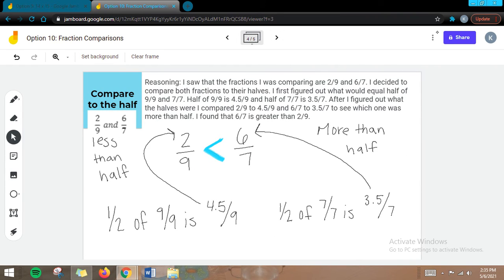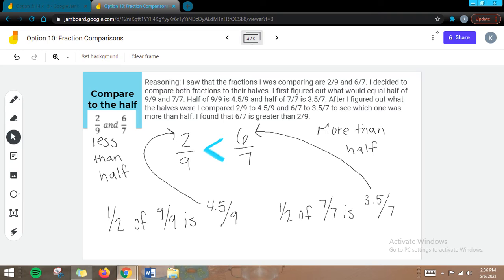Then for this one, I did compare to the half. I did 2/9 and 6/7, and for this I wrote out 2/9 and 6/7, and then I was like, well, I got to find what is half of 9/9 and what is half of 7/7, so that I know what to compare the two numbers to on top. So I did that, and then I compared them to that and saw that 6/7 was greater than half and 2/9 was less than half. So I knew that 6/7 was greater than 2/9.